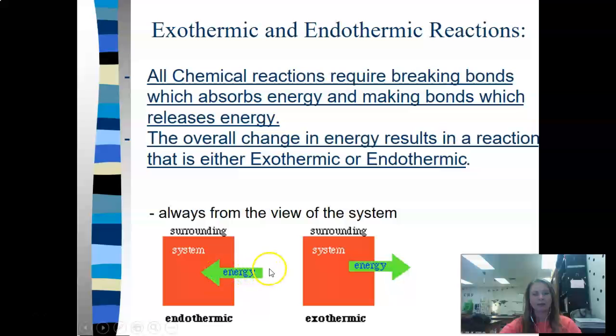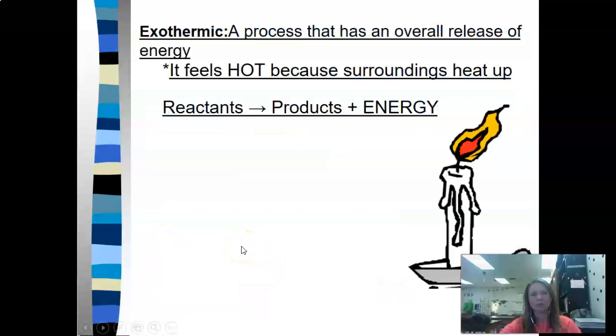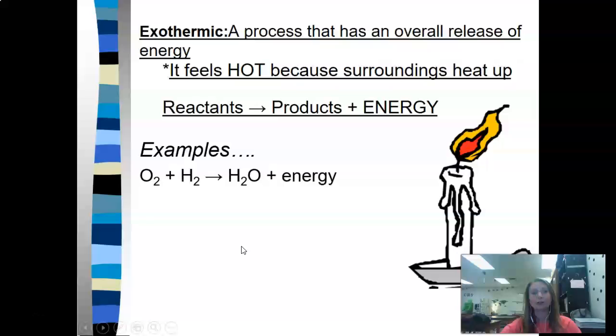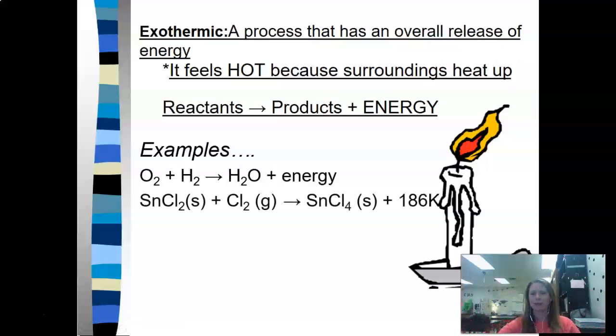So endothermic means that it is coming into a system. Exothermic is that it's leaving a system. So let me show you some examples here. Exothermic, a process that has an overall release of energy. It feels hot because the surrounding heat is heating up. A fire is a great example. The sun is a great example of exothermic. Your body, you are radiating heat out of your body. You are an exothermic body. You are producing heat within, and it's being released without, to the outside.